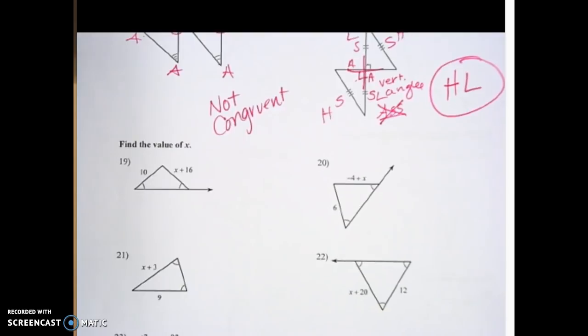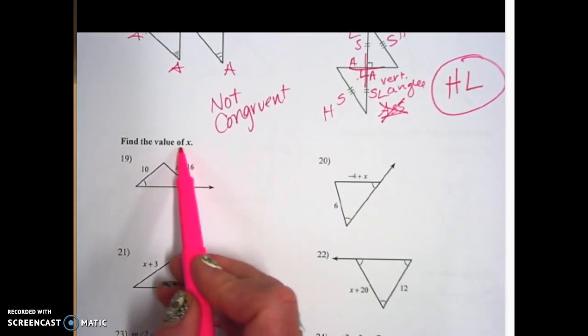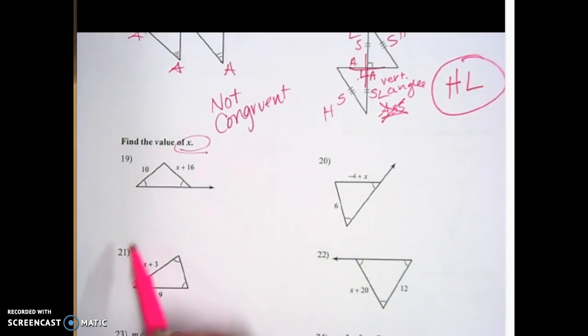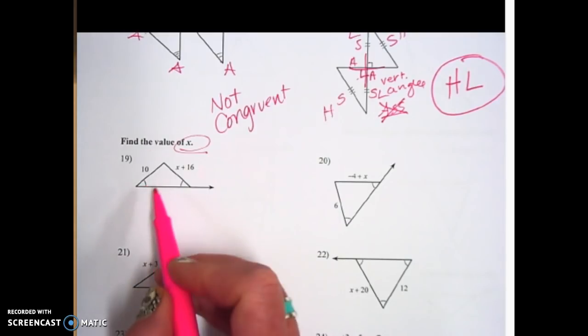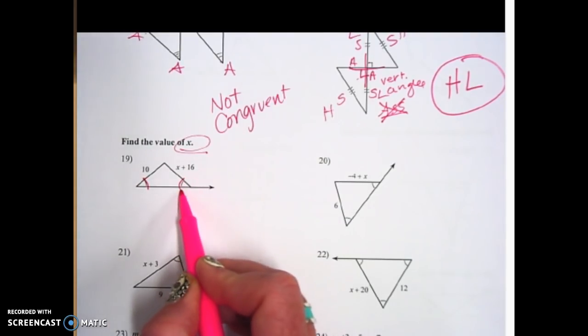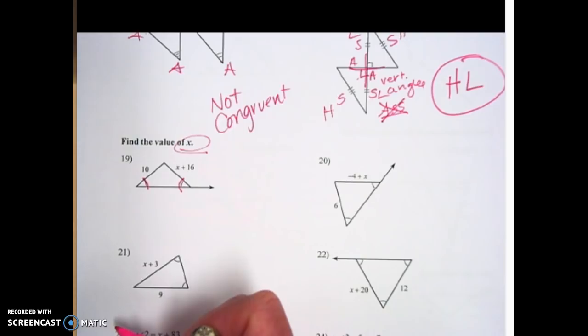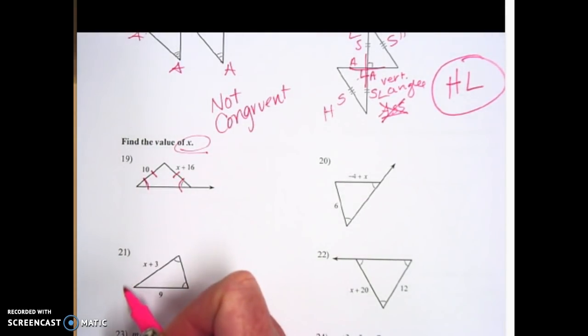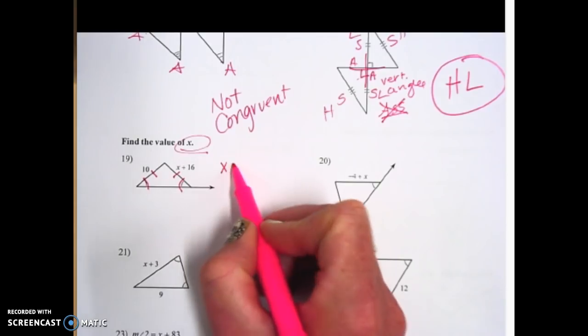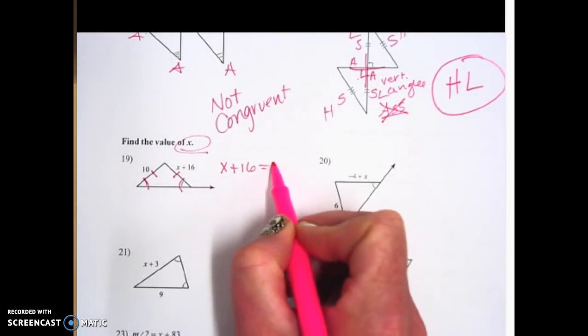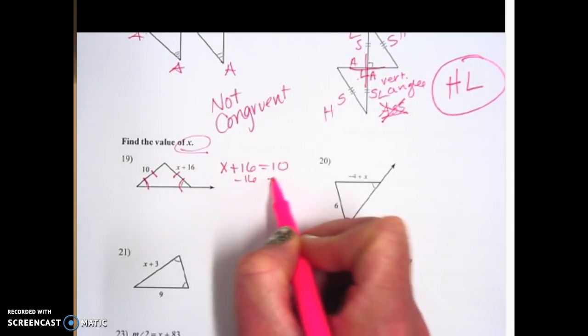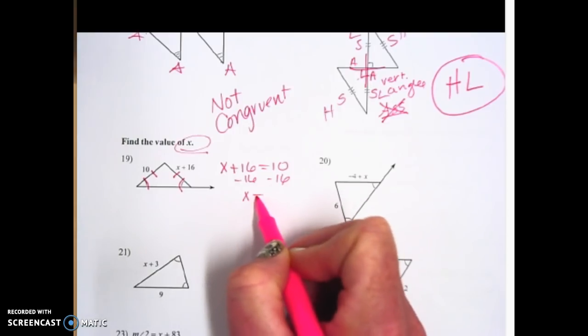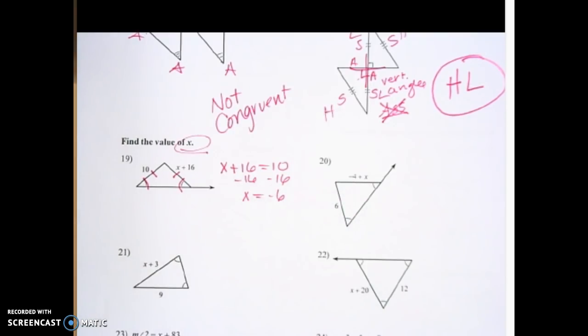Jumping down to 19 through 24, the directions say solve for the value of x. So right away I see these two angles right here that are marked congruent. If the two angles are congruent, the converse of the isosceles triangle theorem says that the two sides that are opposite them are also congruent. So we're going to say that x plus 16 equals 10. We're going to subtract 16 from both sides, and we get x equals negative 6.